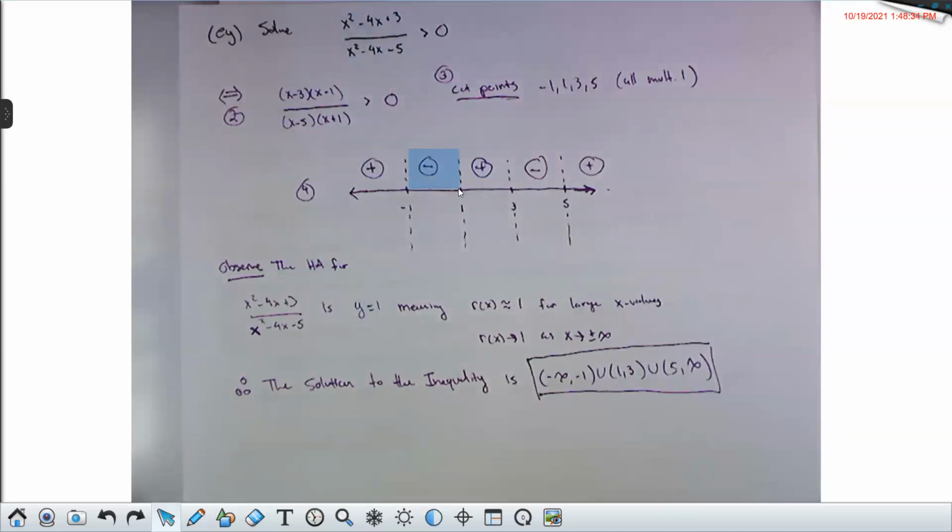And then I could have done the same thing that I did, where I say every time I hop over one of these, I'm going to change sign. So once you get the sign in any one of those regions, you can use the multiplicities to get the sign in all the other regions. Once you've got your number line filled out, you just write down the answer.